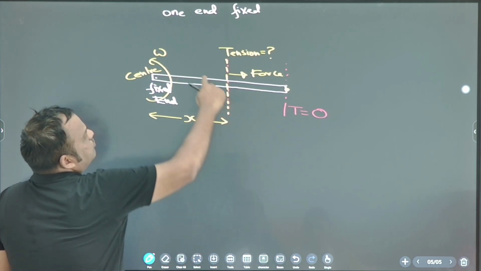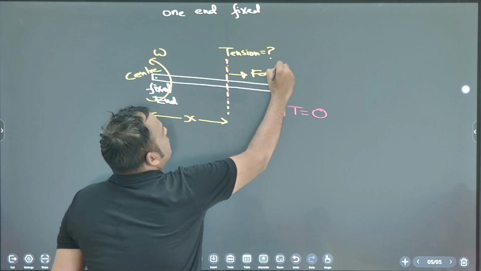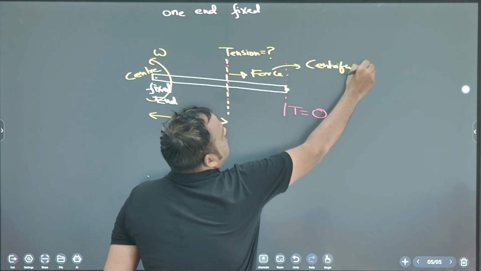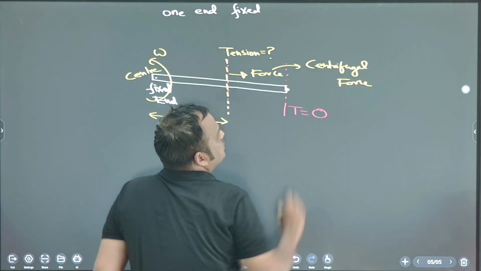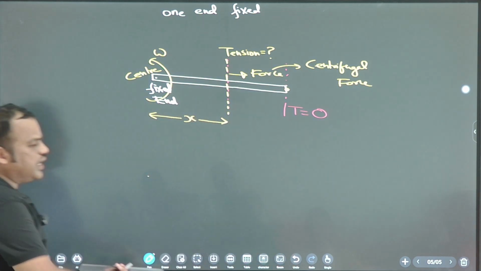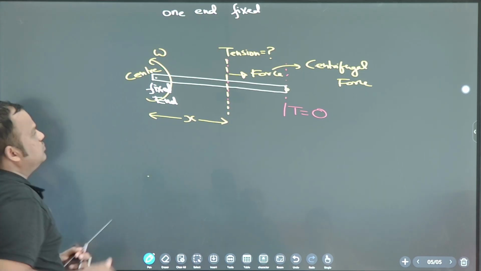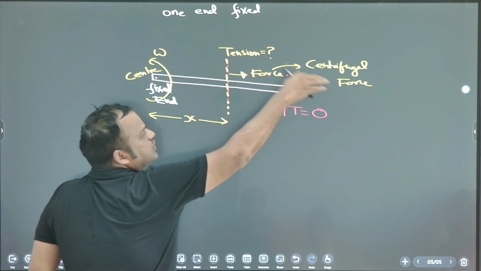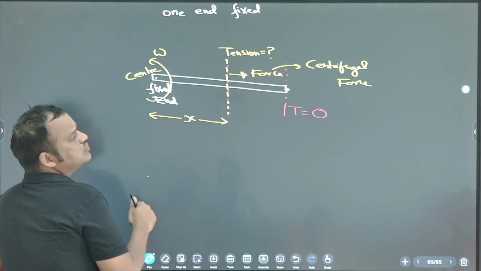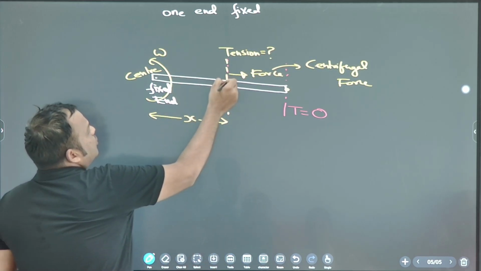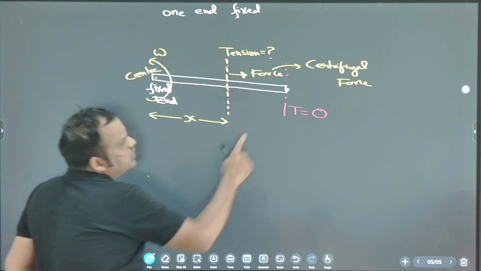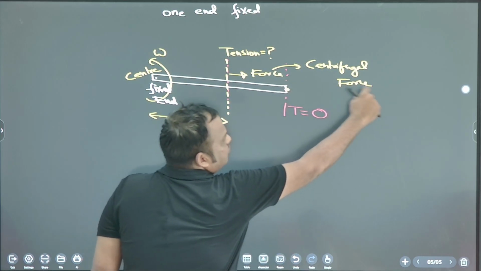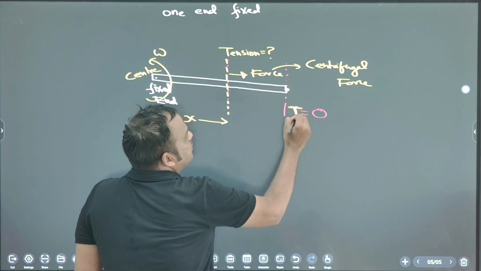You are experiencing force away from the center. So that is centrifugal force. What do you call it? Centrifugal force. The same thing happens with your hand. Suppose you are rotating your hand, your whole hand is experiencing centrifugal force, away on the right side. Understood? Because of that, tension is there. On the right side of this point there is no object, so there is no centrifugal force, so tension here will be zero.